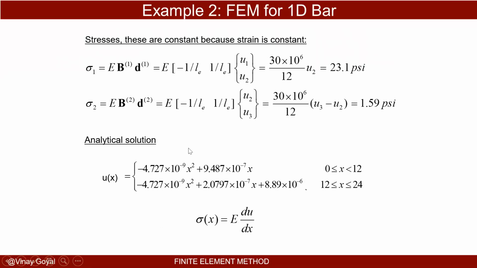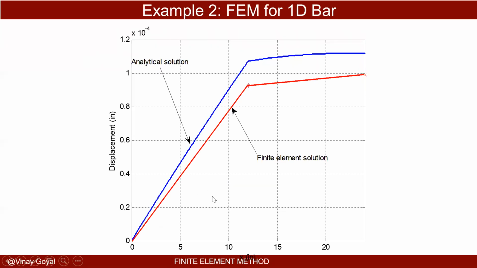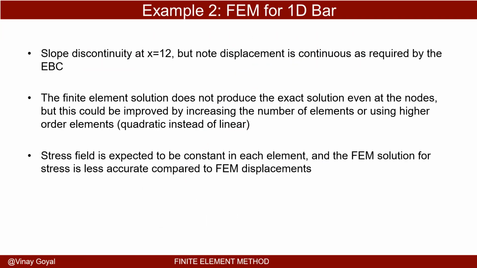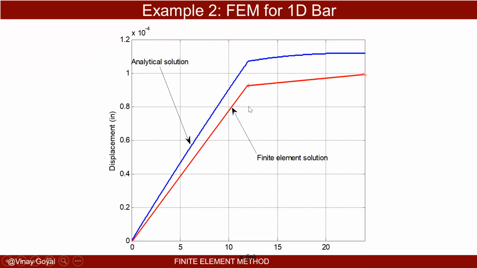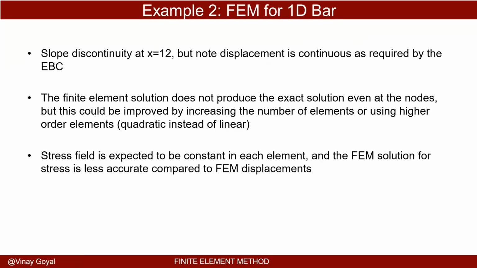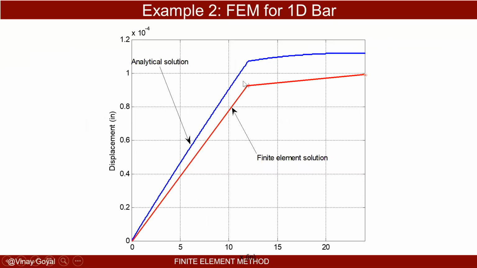And this is the analytical solution. If you're interested, you can plot here the analytical solution and the finite element solution, very similar, but off because we didn't divide the domain into a lot of elements. Note there's a slope discontinuity here, but that's fine. But the deflections were continuous, so that's good news. It worked out.